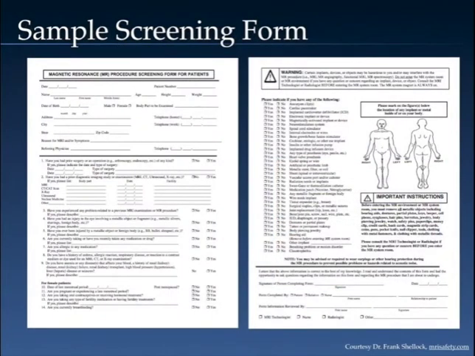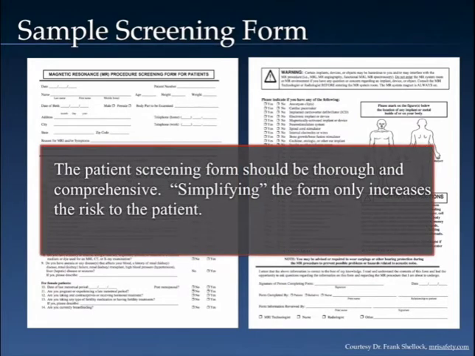This is a sample screening form, courtesy of Dr. Frank Shellock. You can download this freely at mrisafety.com. I understand there are also some other languages available, but this form is extremely complete. It is extremely thorough. Some people would say it's redundant, and that is a good thing, because any of us who have been in MR for any length of time know that we have spoken with patients, and as you keep questioning them, eventually they say, yes, I do in fact have something. So this form needs to be very thorough and comprehensive.